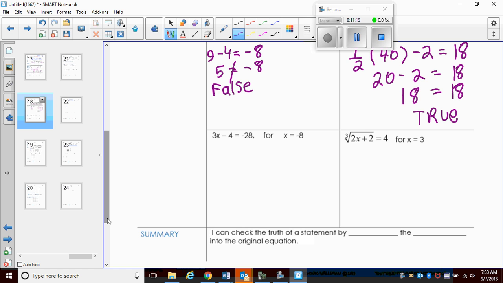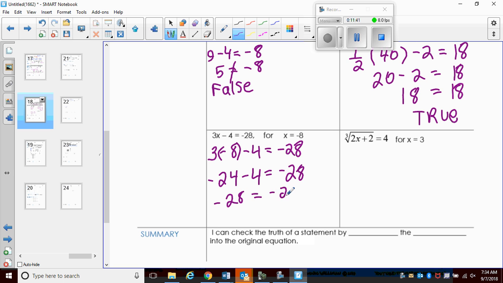Below we have 3x minus 4 equals negative 28. So 3 times negative 8 minus 4 equals negative 28. 3 times negative 8 is negative 24. Minus 4 equals negative 28. And we end up with negative 28 equals negative 28. So both of these make the original statement true.